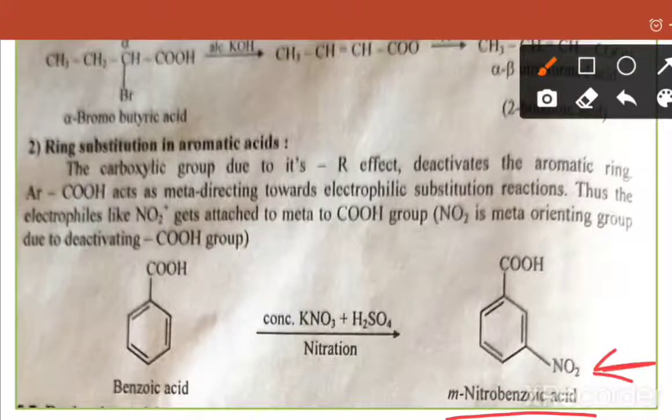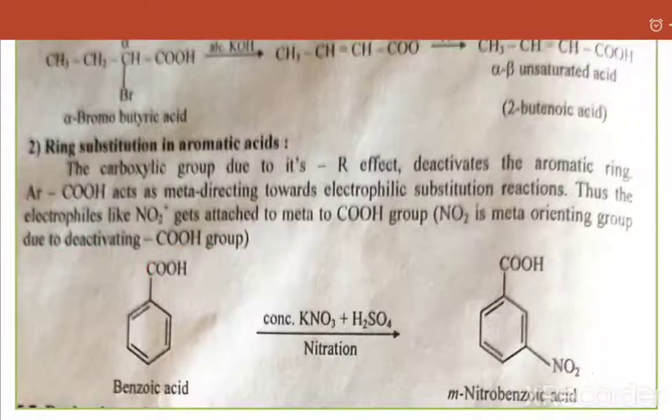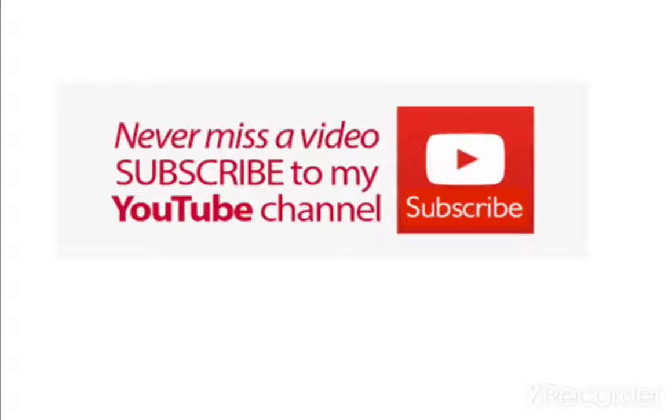Why do we get meta-nitrobenzoic acid? Because the C double bond OH group is meta directing. Due to this meta directing, here the reaction takes place at the meta position due to this minus R effect. So we discussed the two reactions.